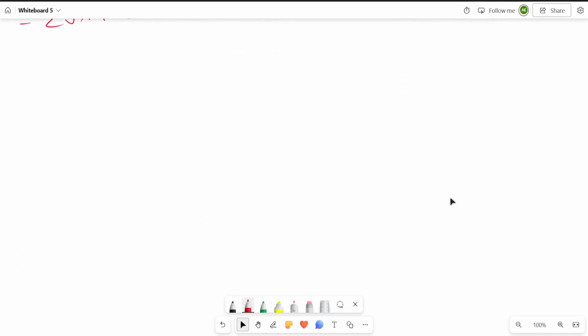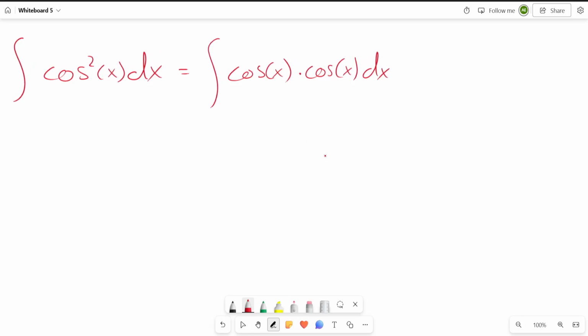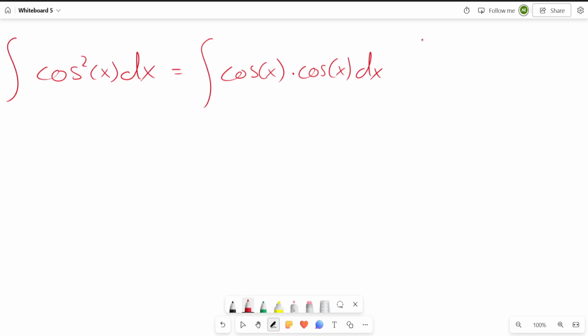Which is interesting. Let's say we want to integrate by parts cosine squared of x dx. So over here, what I can do is, I know that could be rewritten as cosine of x times cosine of x dx. And from here, I can choose something that's super interesting. I'm going to choose my u as cosine x.